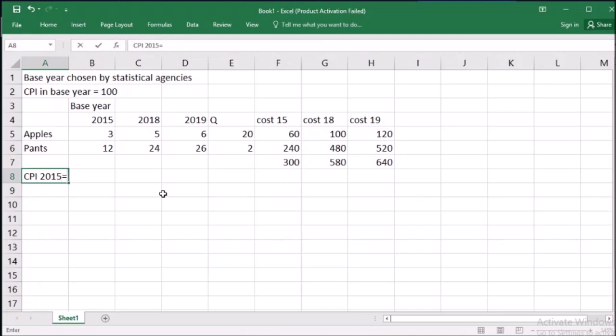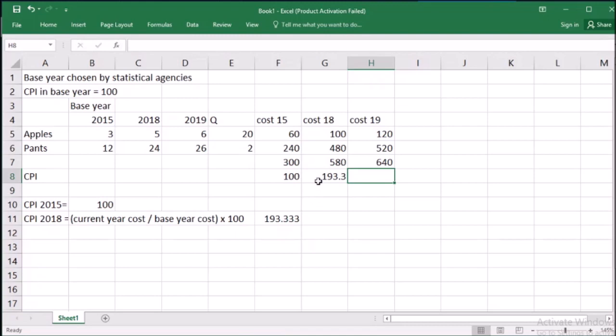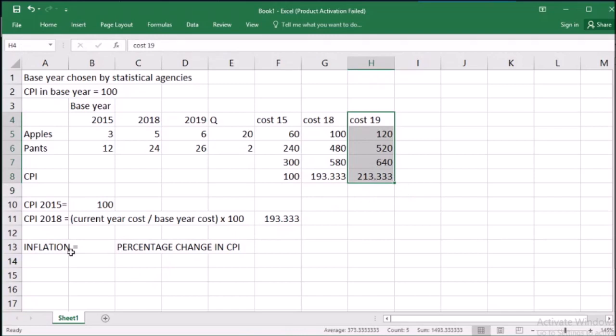CPI in 2015 is, of course, equal to 100 because that is the base year. CPI in 2018 would be equal to the ratio of the cost in that year, in this case 2018, to the cost of the base year's basket, times 100, which in this case is 580 divided by 300, all multiplied by 100. So the CPI in 2018 is 193.3. And CPI in 2019 would be the cost of the basket in 2019 over the cost of the basket in the base year, all times 100. That's 213.3.